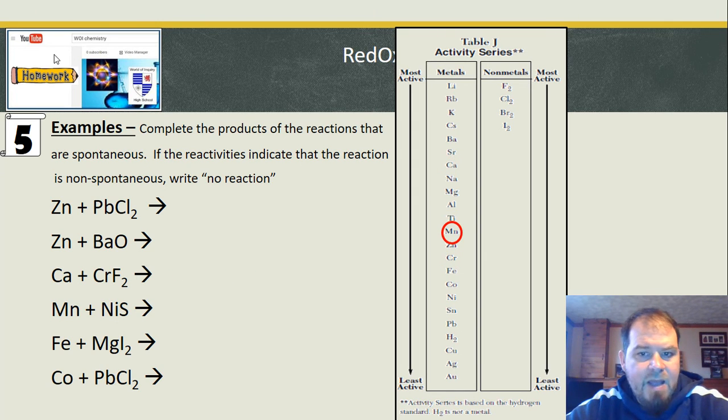All right, now I'm going to look up Mn and Ni. Mn is higher than Ni, so it will go. It'll kick off the Ni, and the Mn will bond to the S. Single replacement. Got it. Next, Fe and Mg. There's Fe. There's Mg. Mg is higher than Fe, so no reaction. The bonded metal is more reactive than the non-bonded metal, so it's not going to react. Okay, it's not going to move away. It's going to stay reacted with its I. Looking up Co, looking up Pb, Co is higher than Pb, so I will get a reaction, complete my single replacement reaction, and we're donezo.